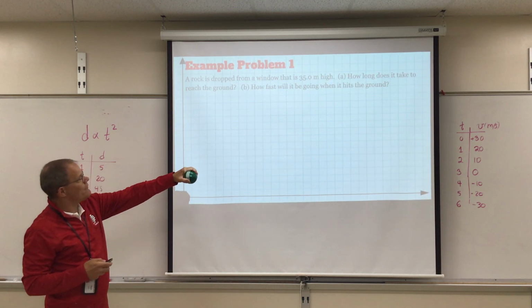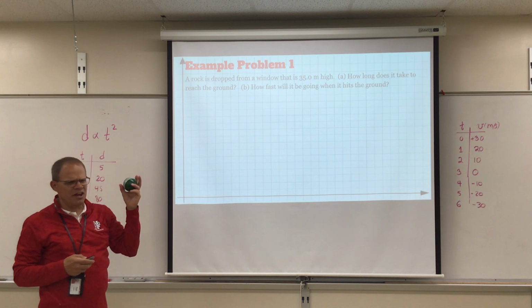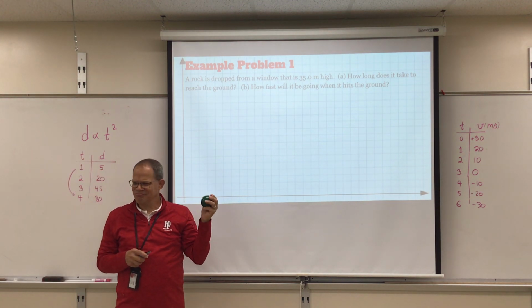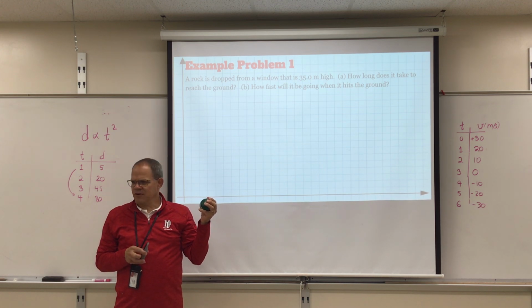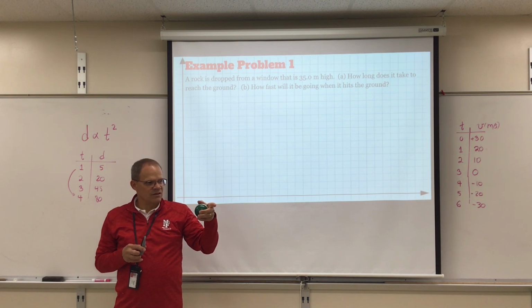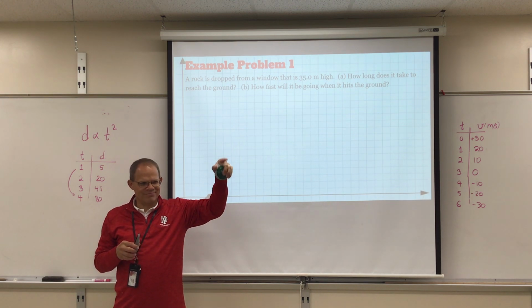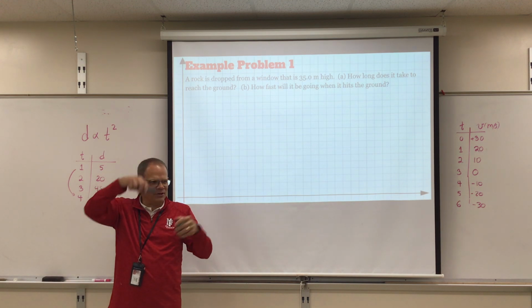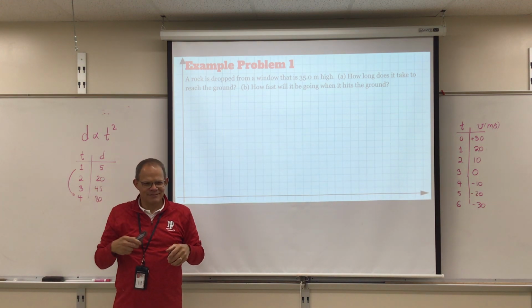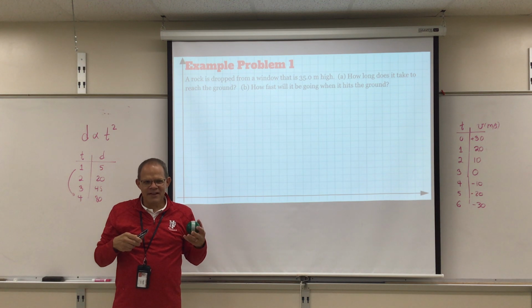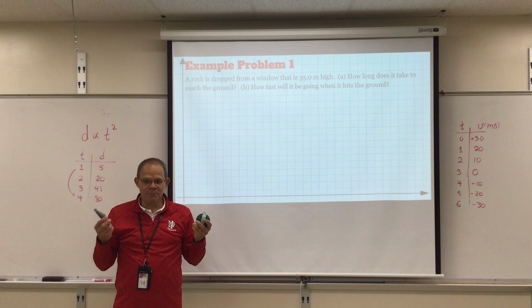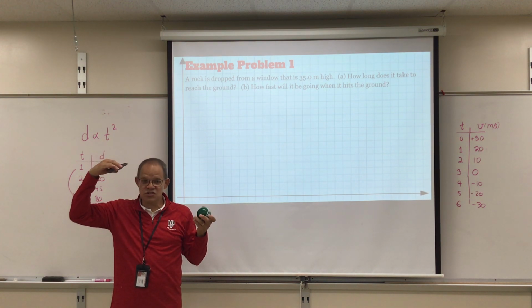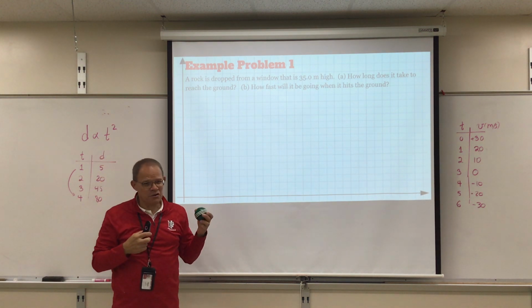I drop a rock out of a window that is 35 meters high. Do you guys have any idea how high 35 meters is? Anybody a diver? Like jumping off the diving board, you know. Isn't that like 3 meters? Yeah, that board's 3 meters, 10 feet, okay? Olympic high dive is 10 meters, which is 30 feet. So 35 meters is 100 feet.